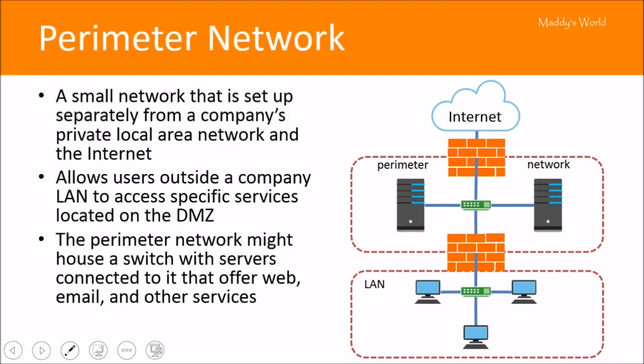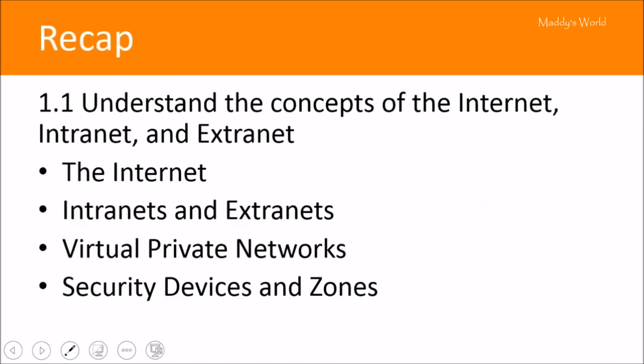All right. And just to quickly recap what a perimeter network is, I know that we already discussed this in a previous module, but a perimeter network, once again, is just a small network that's set up separately from a private local area network and the internet. It sort of sits in between a local area network and the internet more specifically. This allows users outside a company to access specific services located in the demilitarized zone. They might house a switch with servers that offer web, email, and other services. So just a couple of things to keep in mind there. But this is also a great way to secure your data while also maintaining and providing access to others to important services.